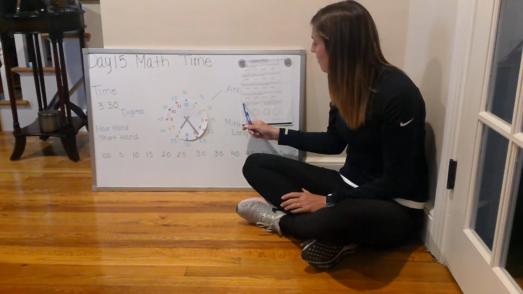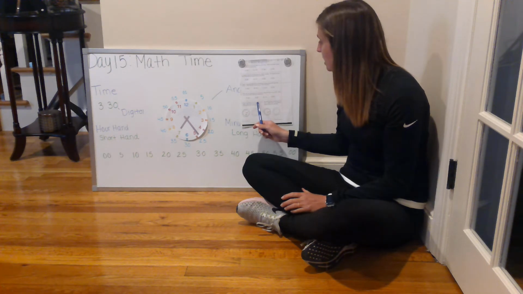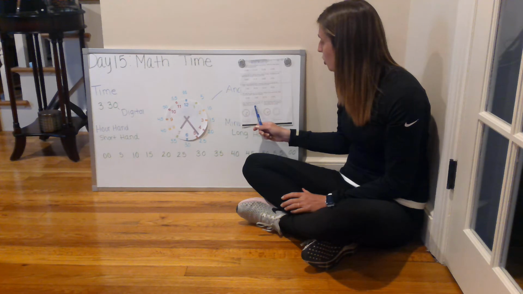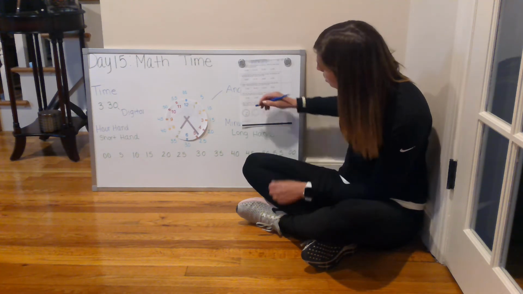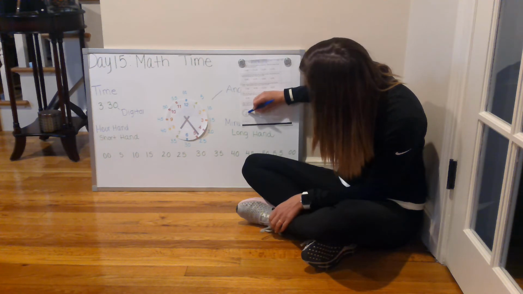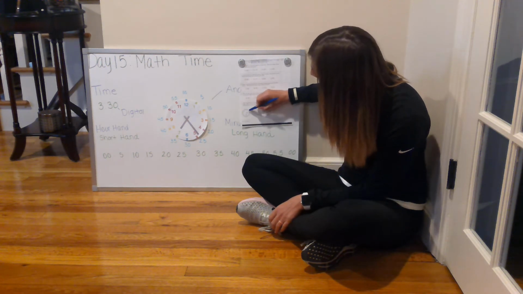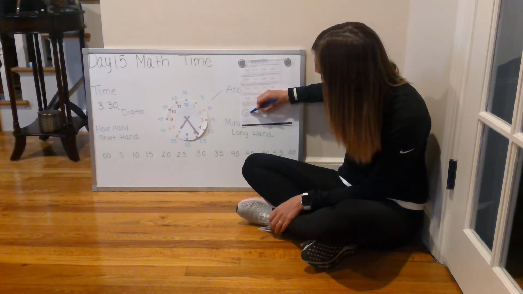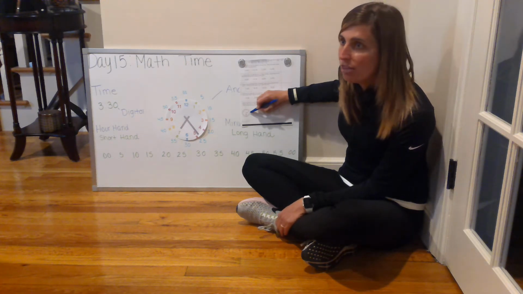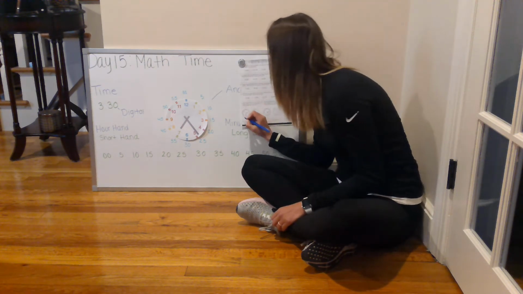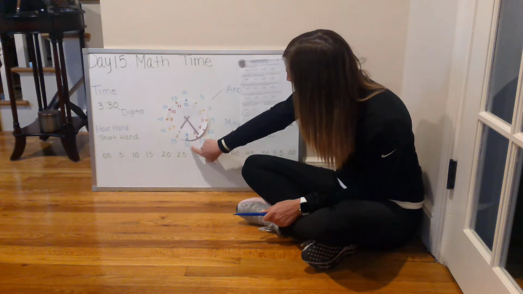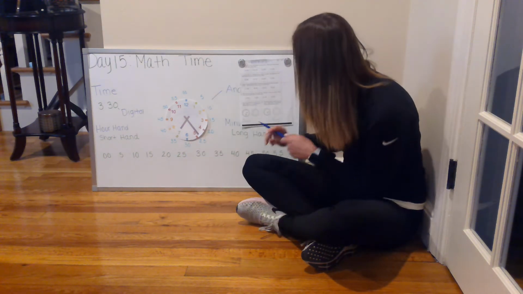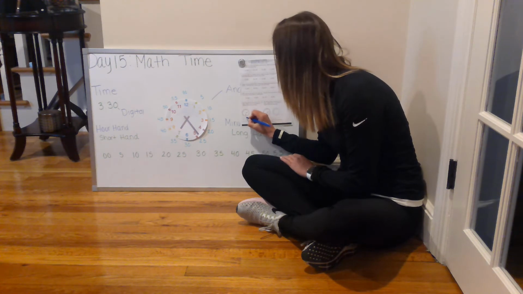Now number 5, it says add 15 minutes to the time on the clock. Draw the arms on the second clock to show the new time. So the time here, the hour hand, which is the short hand, is between the 2 and the 3. It's not quite on the 3, so the hour is 2. And when we look here, the 6 in minutes is 30, so it's 2:30.